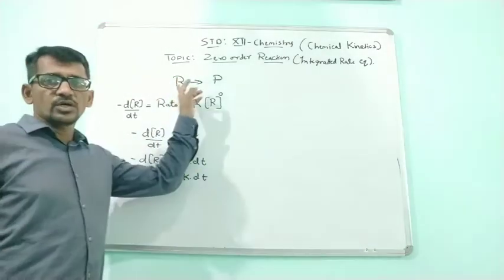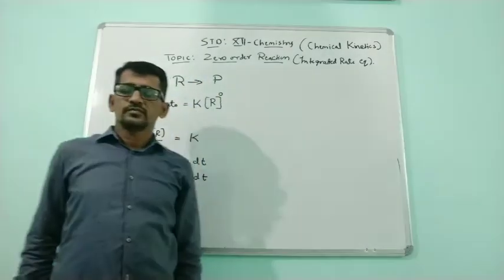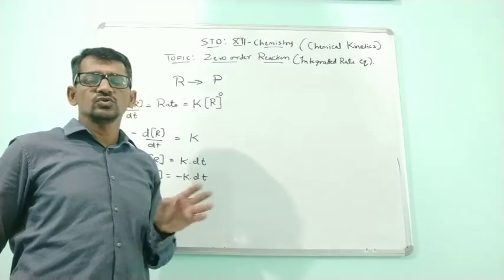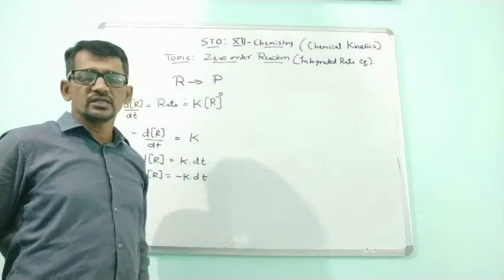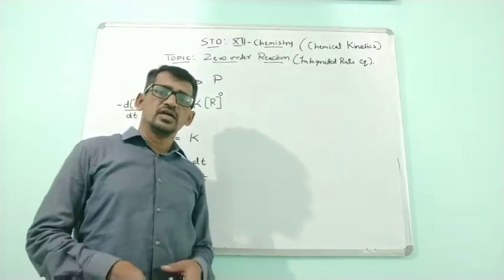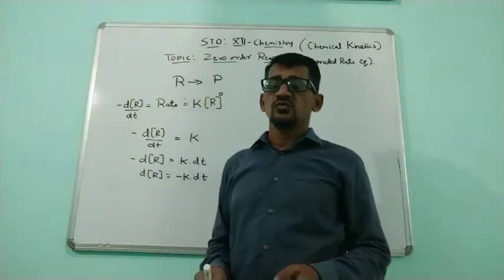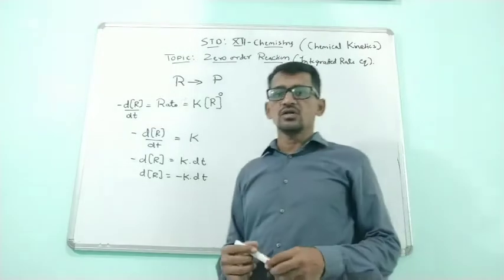Suppose for a particular zero order reaction, reactant is converted to product. Zero order means the reaction does not depend upon the concentration of reactant. You take the reactant of any concentration, but the order of the reaction is zero. So if you take 1 molar, 2 molar, 3 molar, the rate of the reaction does not alter.